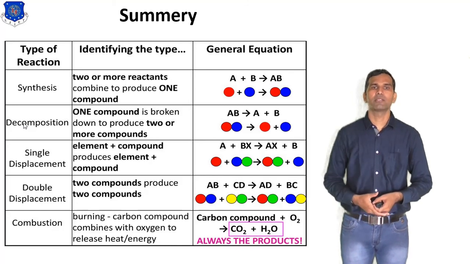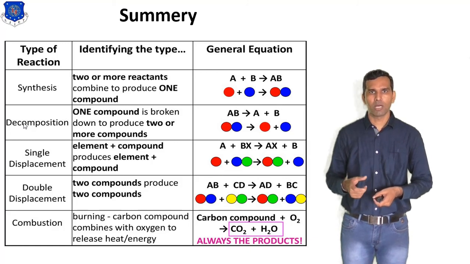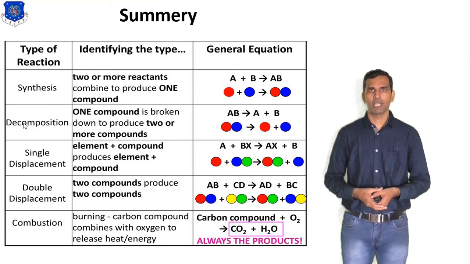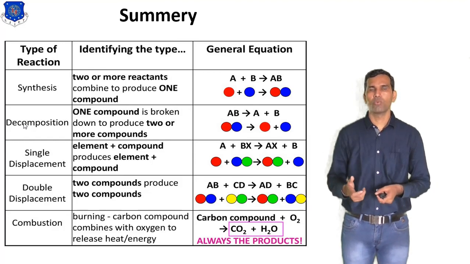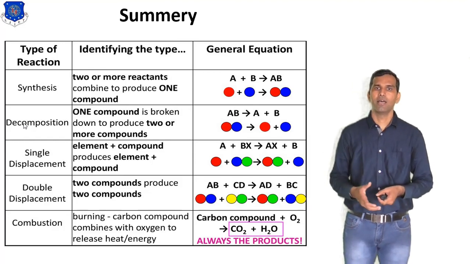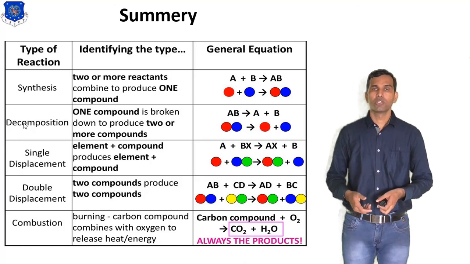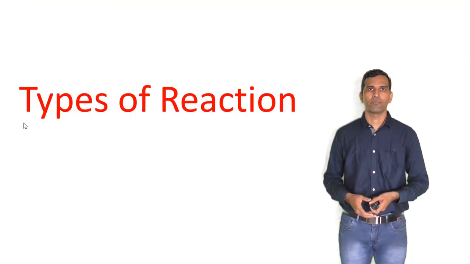The last type is the combustion reaction. Here burning means a carbon compound combines with oxygen to release heat and energy. So we can write a carbon compound plus oxygen, and we get CO2 plus H2O, that means carbon dioxide plus water. So this is the summary of the different types of reactions.